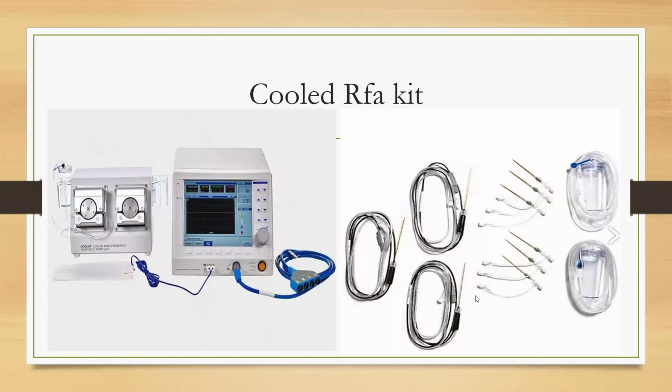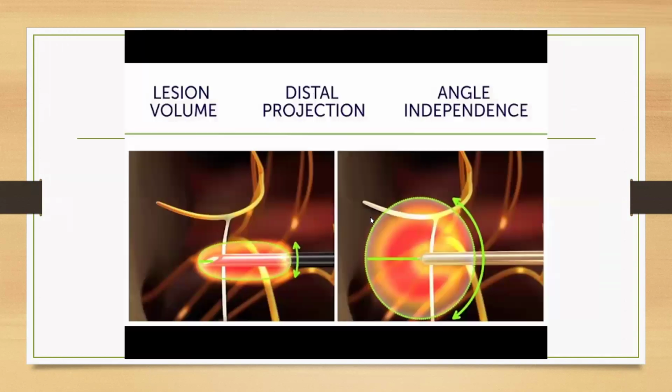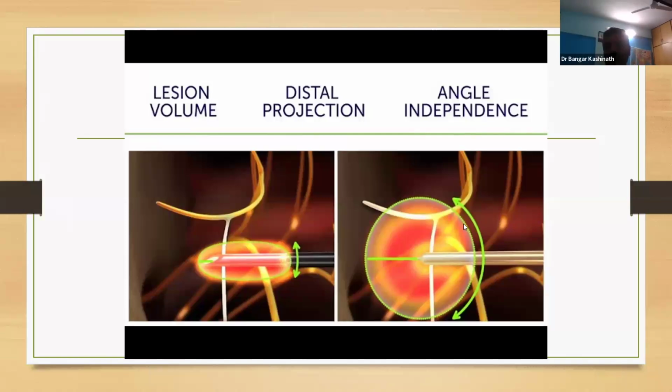So first, cooled radiofrequency, the one. Sir, it can be placed perpendicular to the nerve, while the conventional one needs to be parallel to the nerve. Wait, again wrong. No, no, no. Cooled radiofrequency ablation lesion is independent of the direction. Exactly, it is directionally independent. That means you can put it parallel, you can put it perpendicular. It really doesn't matter. Is this clear?